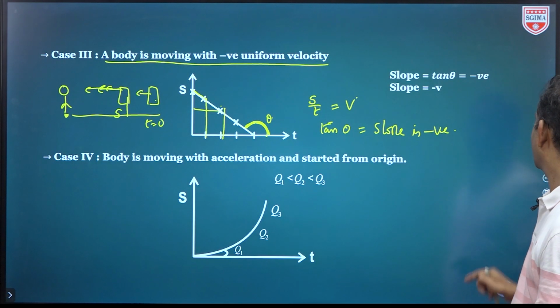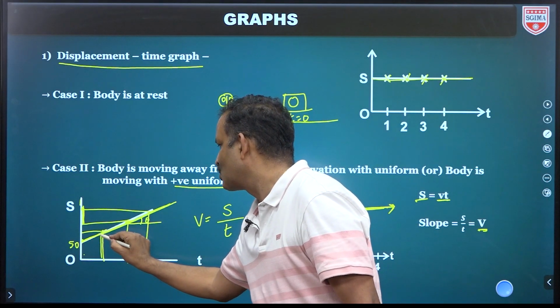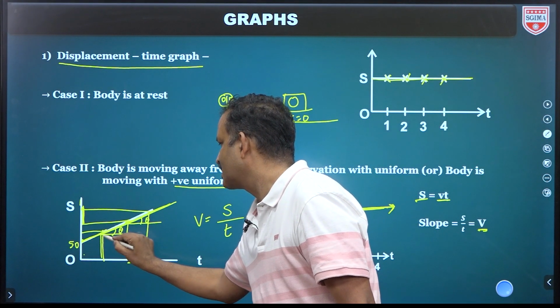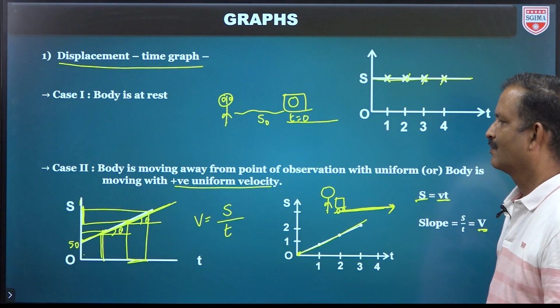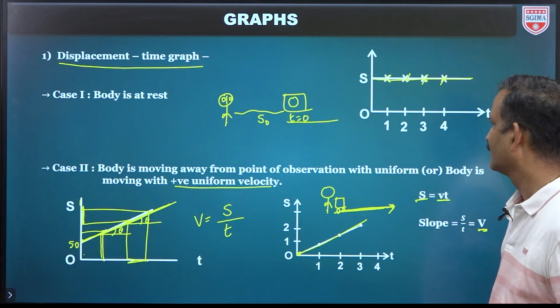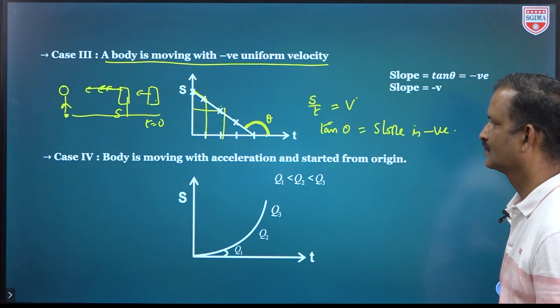In the previous case, it gives the positive velocity. The slope is positive there, it gives the positive velocity, which means it is going away. Here it is coming towards.